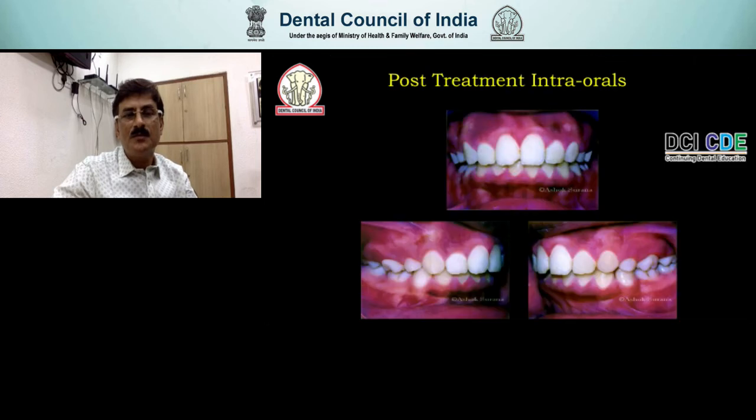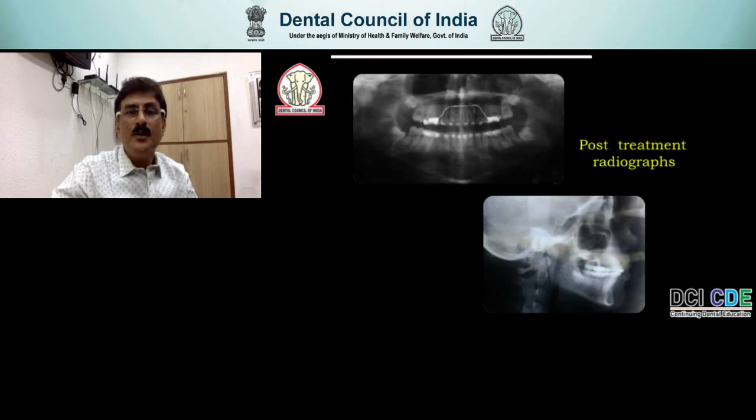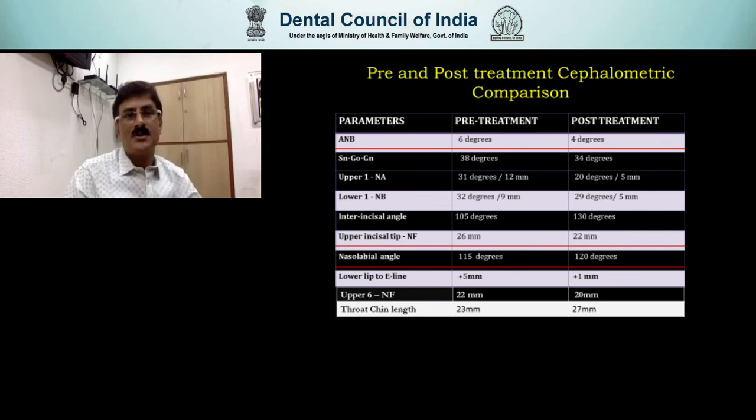That's the occlusion. That's post-treatment cephalogram and OPG. When we analyze the records, pre and post, that's the test of whether we have gone wrong or moved in the right direction. The SN-GoGn reduced by about 4 degrees.